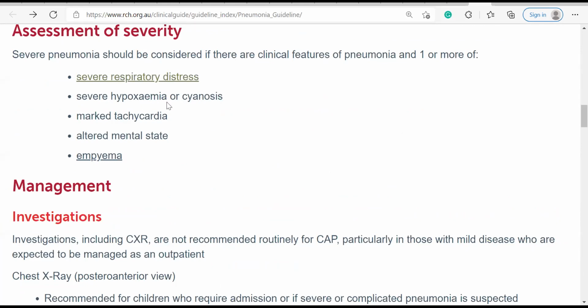Severe hypoxemia, that means their oxygen saturation is less than 92, cyanosis, marked tachycardia, altered mental status, like the child is drowsy, empyema. These are the features of severe pneumonia. Okay. Also, if someone has parapneumonic effusion, that's a severe pneumonia as well.